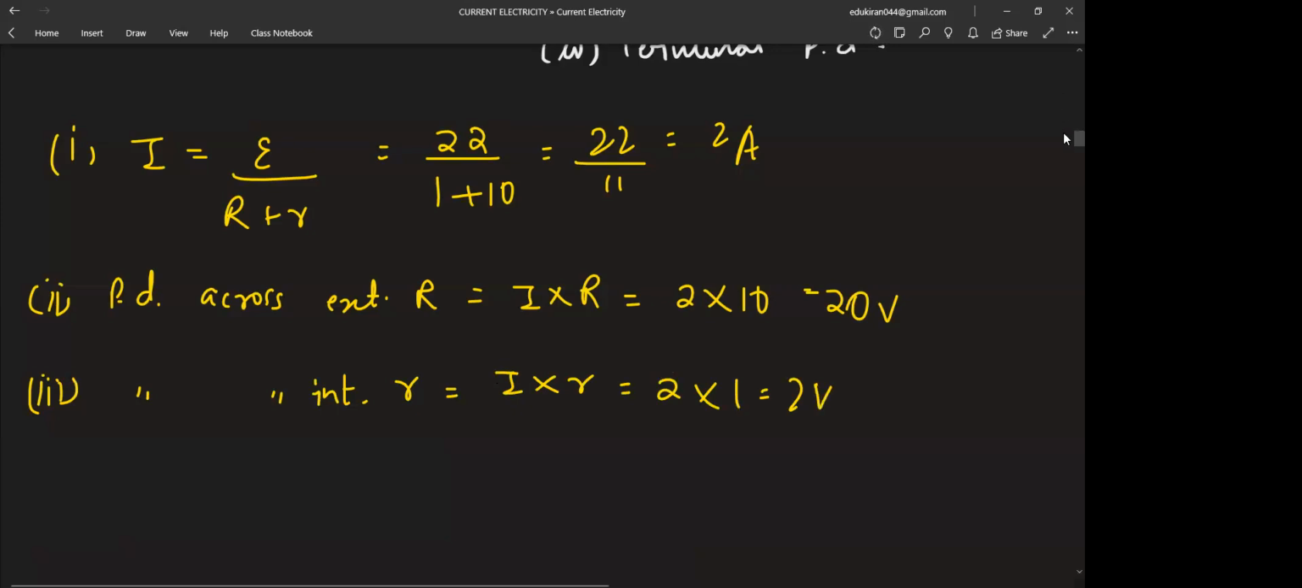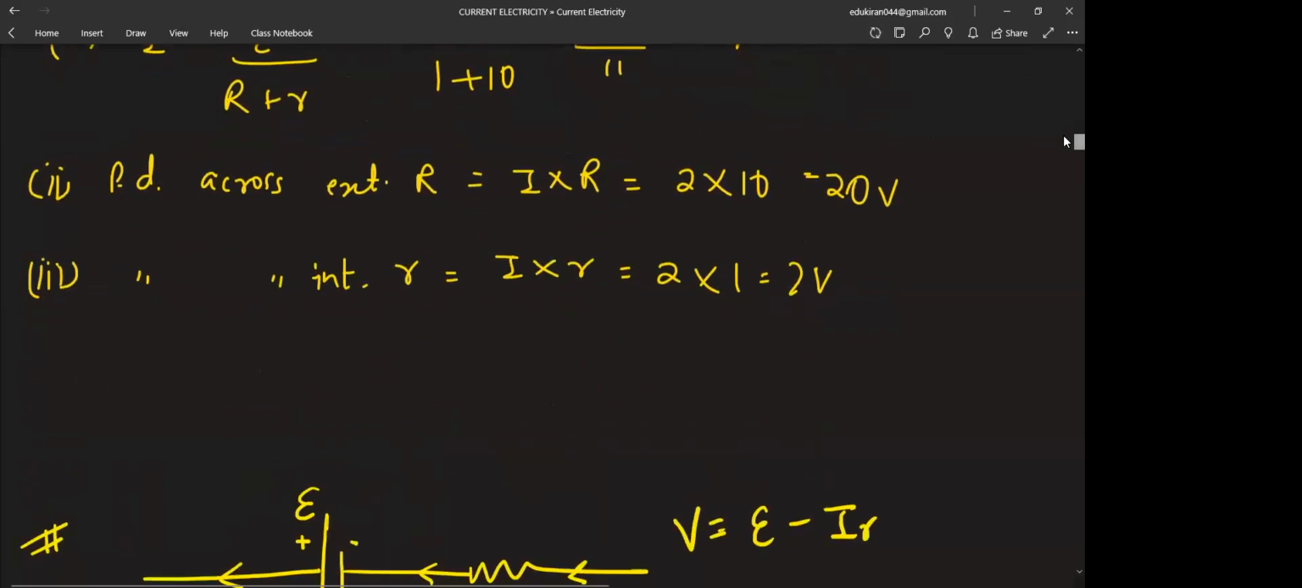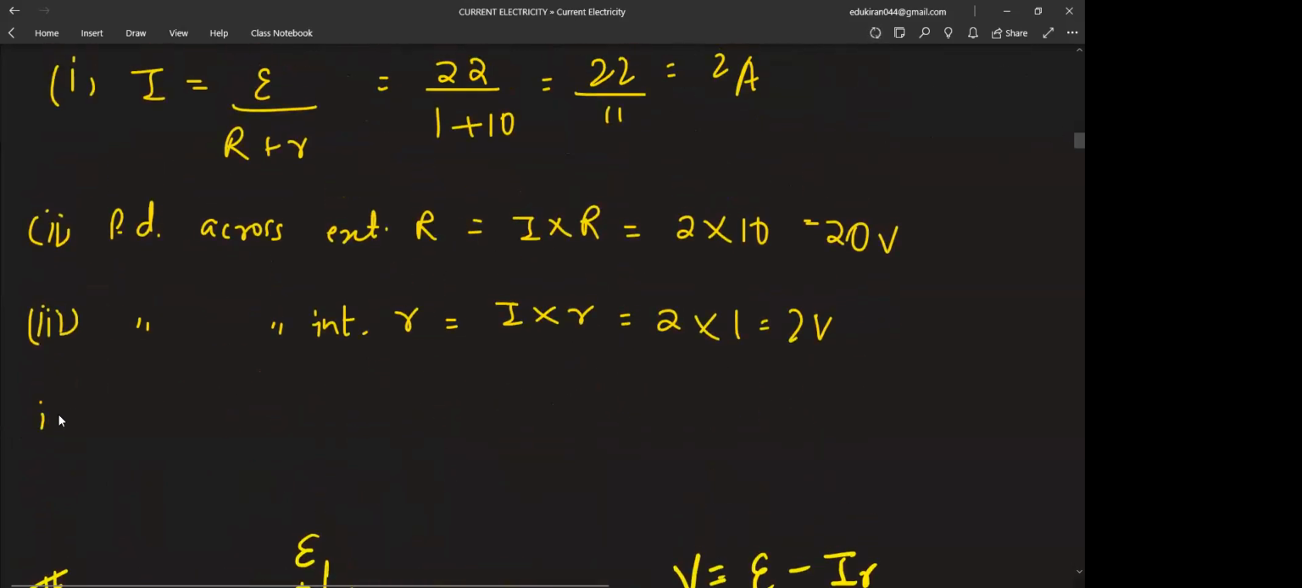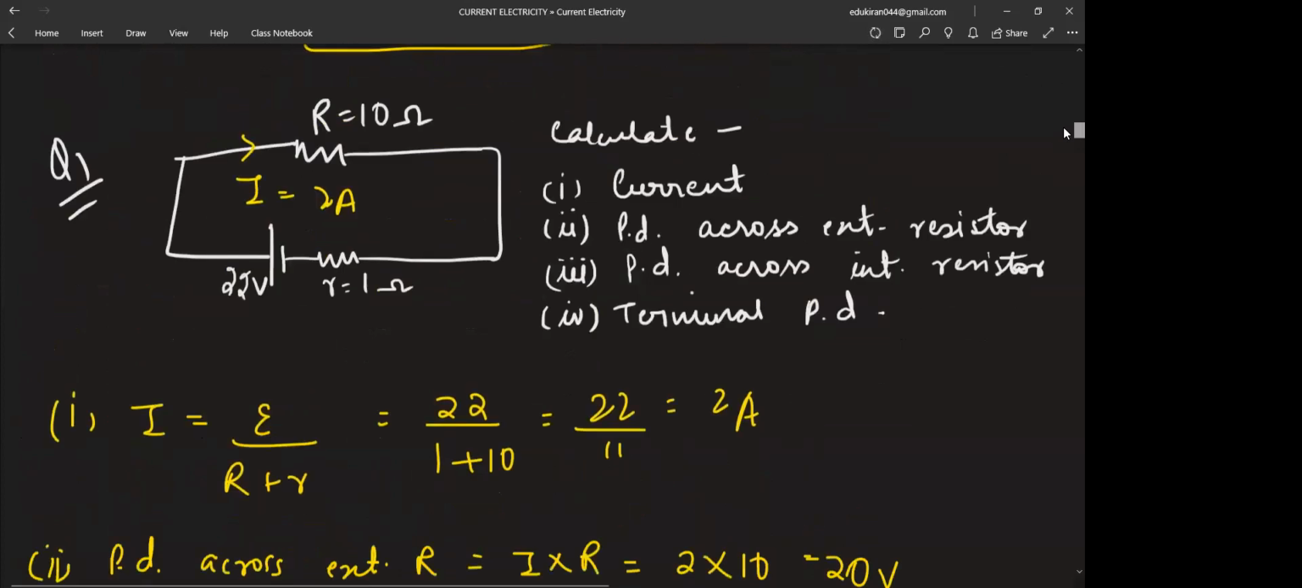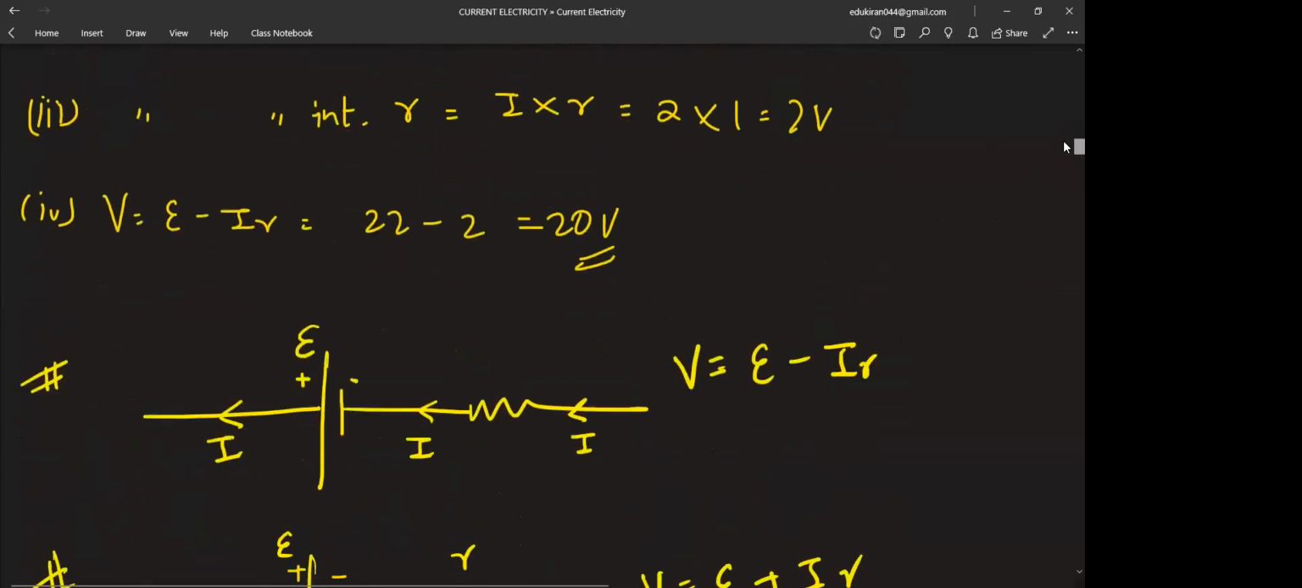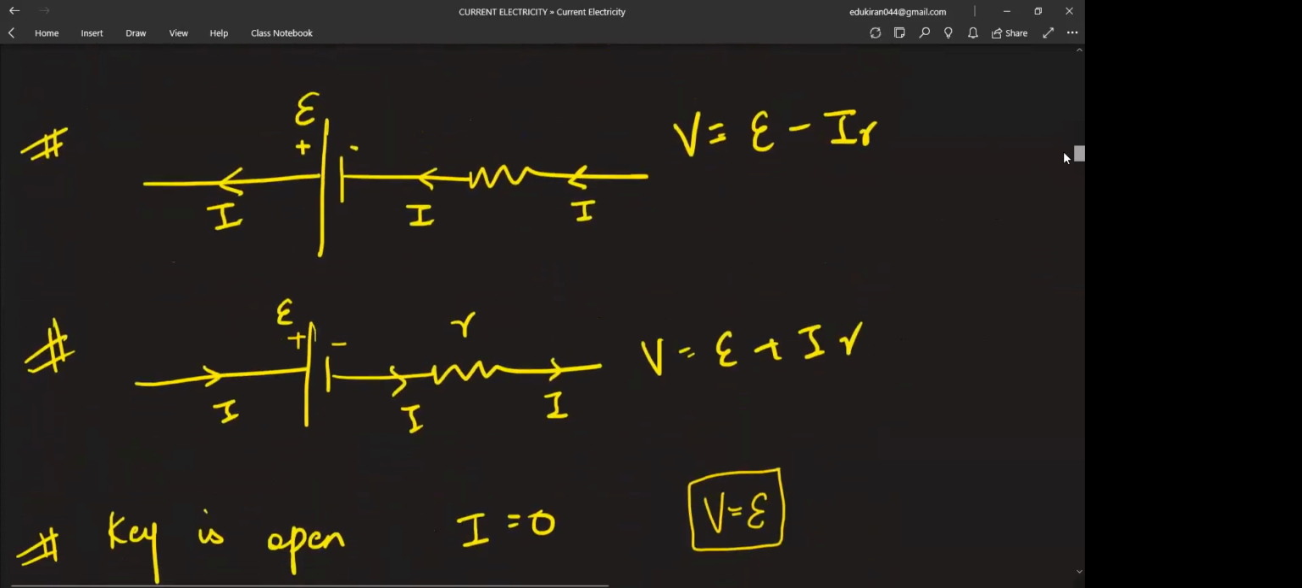The last part asks for the terminal potential difference. So V is equal to E minus Ir. So E is 22 minus Ir, which is 2, which is equal to 20 volts. Right? Any other part? No. Write down the solution. Then, okay, let me tell you this as well. Then you can copy down. It's complete. It's a very short topic.